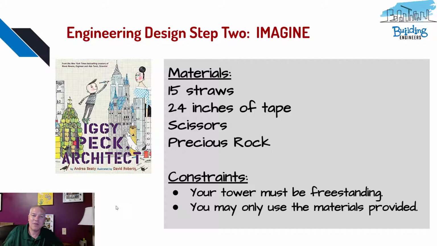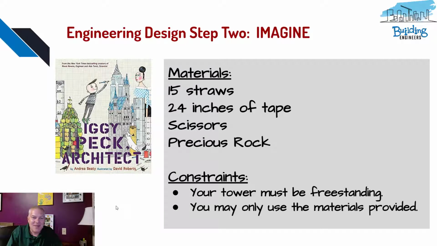Now, in the material stage, so as we get through this stage so they can imagine and make a better plan, for the example of Iggy Peck Architect, we tell the students what the materials are. They probably would have already discovered this through their questions, but we make sure we lay it out so that it's extremely clear for them before they get to the planning stage what they have. And in this piece of this task, the materials that the students were able to use were 15 straws, 24 inches of tape, scissors, and, excuse me, their precious rock.